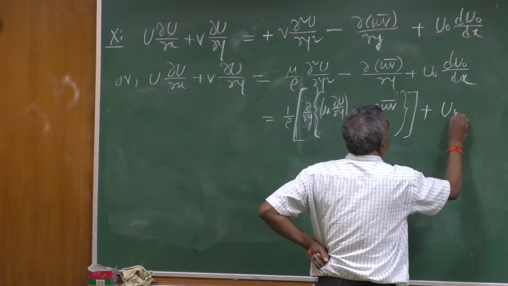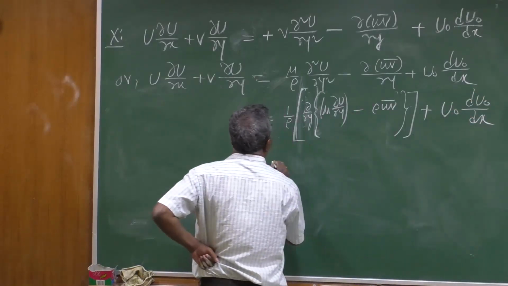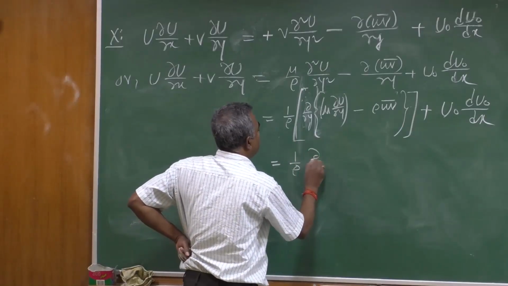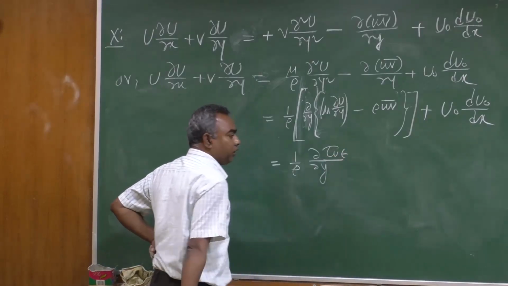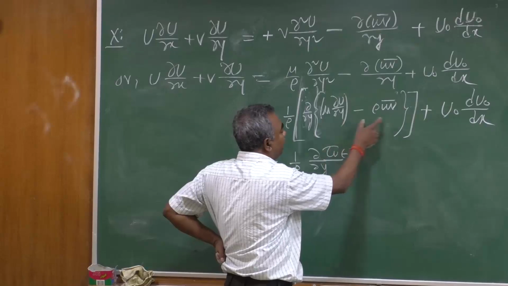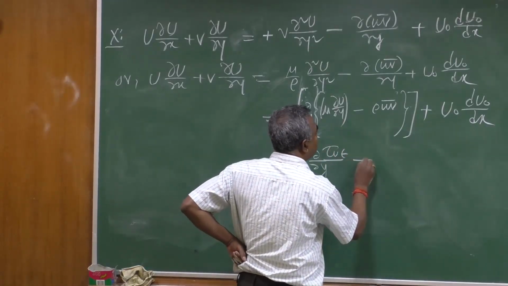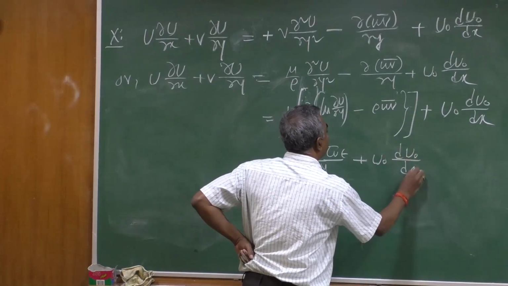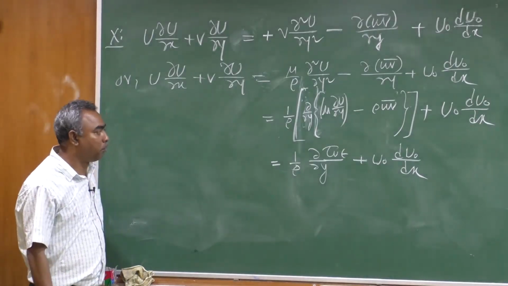Plus u naught du naught dx. Okay. So, this can be written as 1 by rho del y tau v t, right. That is what we have defined. This is the viscous shear stress plus the turbulent shear stress, which can be written as this equals plus this dx. Okay. So, that is your simplified x momentum equation for the turbulent boundary layer.